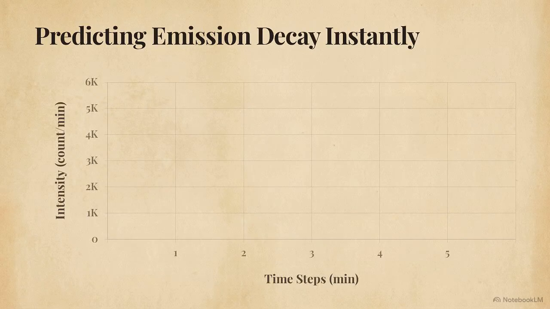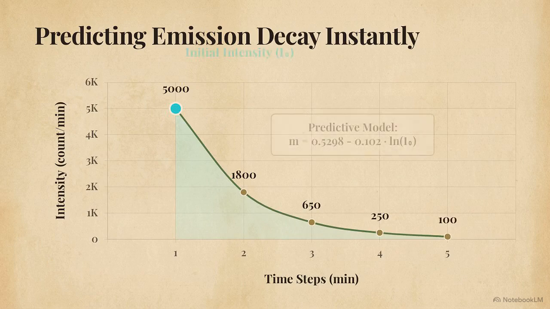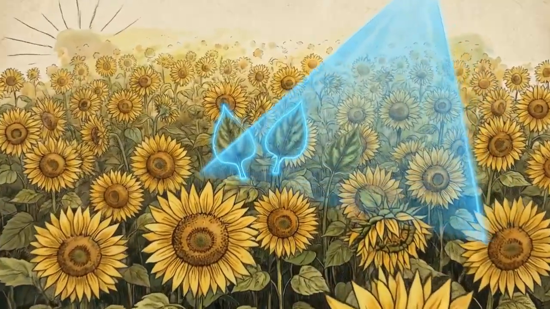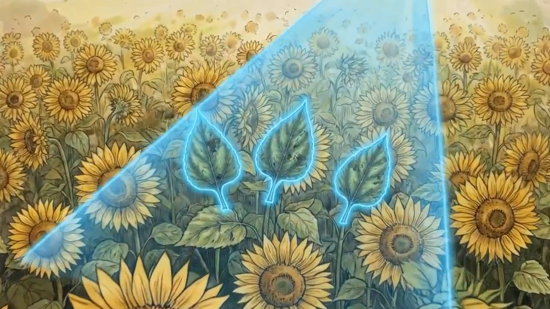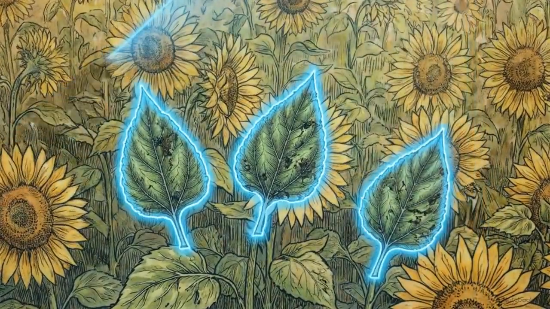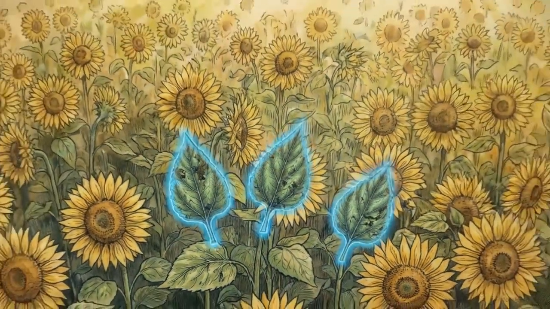When an initial intensity data point is provided, the formula instantly plots a predicted exponential decay curve across the 5-step time axis. Researchers can now use this model to forecast the expected decay intensity curve from a single snapshot. This derivation addresses the speed bottleneck in precision agriculture, providing a rapid diagnostic tool to identify and quantify acute mechanical damage.